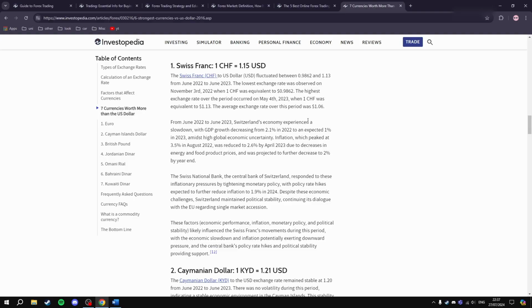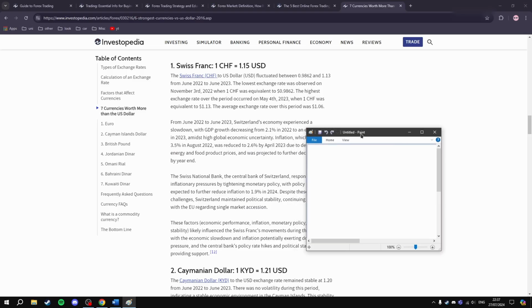Amidst high global economic uncertainty, inflation, which peaked at 3.5% in August 2022, was reduced to 2.6% by April 2023 due to decreases in energy and food product prices. Okay, so let me just draw a timeline here. So we got, this is the 2022, this is the 2023.